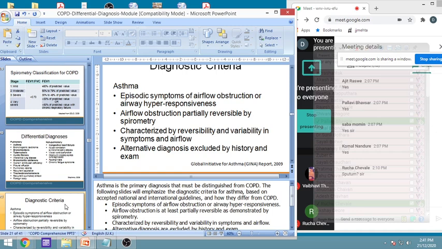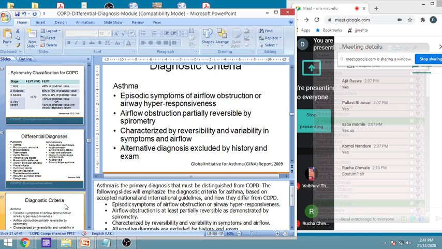If we have to compare it with asthma, what will we do? We'll check for episodic symptoms of airflow obstruction or airway hyperresponsiveness. Airflow obstruction is partially reversible by spirometry, characterized by reversibility and variability in the symptoms and the airflow. Alternative diagnoses are excluded by the history and examination. These are the major things with asthma. So the primary diagnosis must be distinguished or separated from COPD.